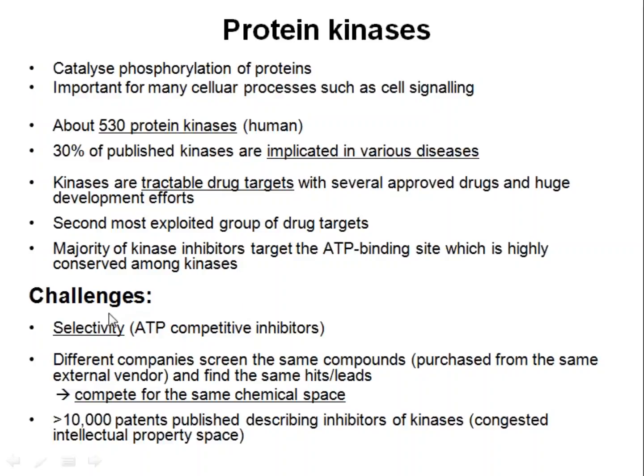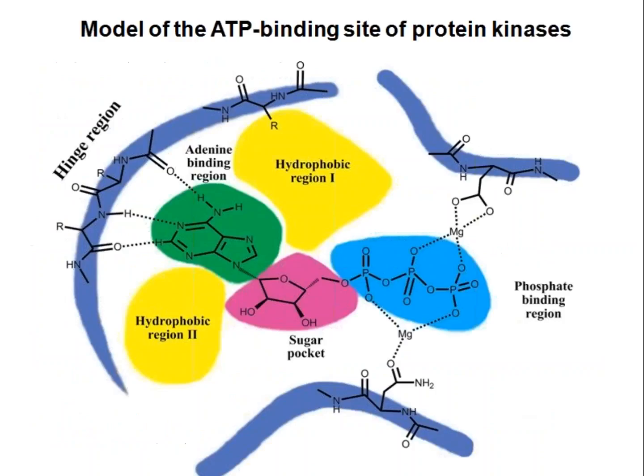The challenge in the field is to reach selectivity, because a lot of the compounds bind into the ATP binding site, and also to come up with new chemical matter, where you don't run into patent issues if you want to optimize the compound. With this in mind, we wanted to develop molecules which have new cores which were not reported to be active against kinases before. So how did we do this?